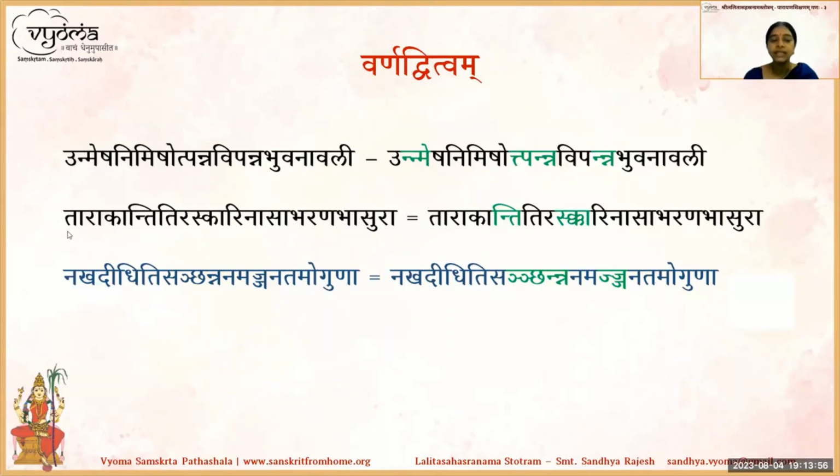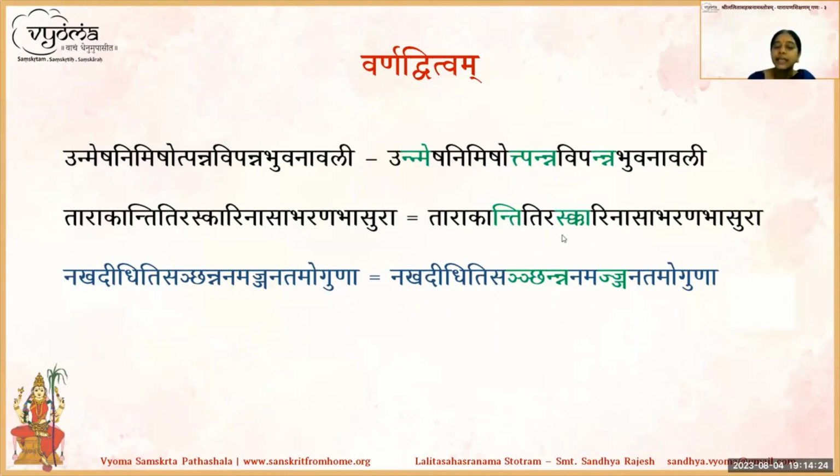Let us take a look at another example. Tarakanti tiraskari nasabharana bhasura. So here, kanti. We have na and ta. So na is getting doubled in this case. Tara kanti. I have just highlighted it in green. I have not indicated the doubled na here.